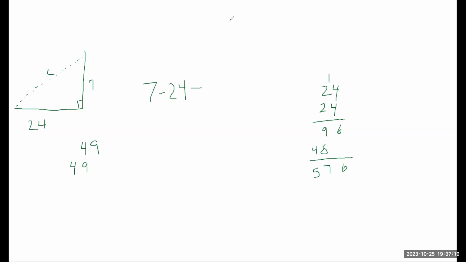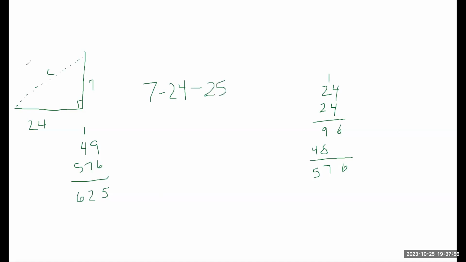My eraser at 24 times 24, which is 576. Adding these two together, we get 625, and that happens to be 25 times 25.